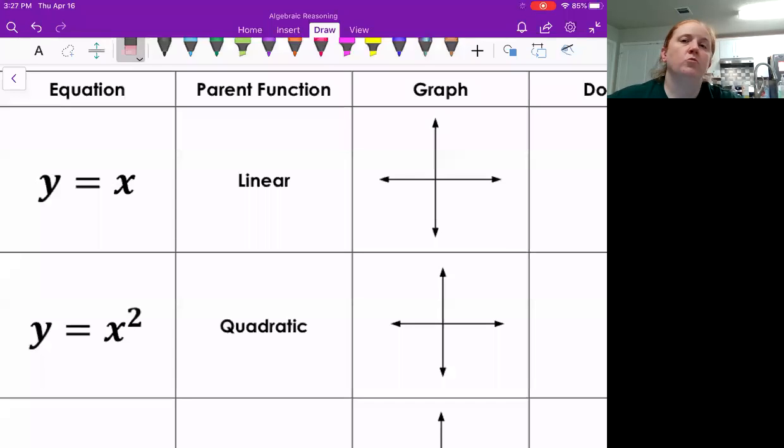All right, hi everyone. We are looking at the first part of our notes today over parent functions, which is just looking at the equation, the name of the parent function, and the graph of the parent function. Now, some of these equations and names of parent functions you have seen before. We've worked with some of these already in the past, so some of these will sound and look familiar, hopefully. So let's go ahead and jump right in.